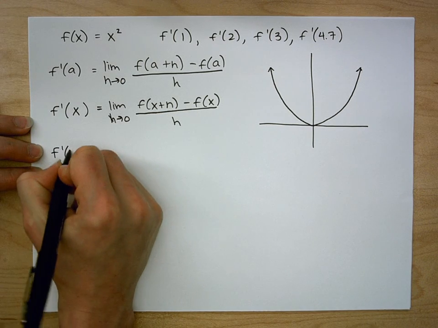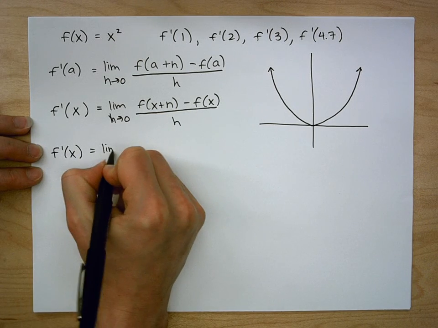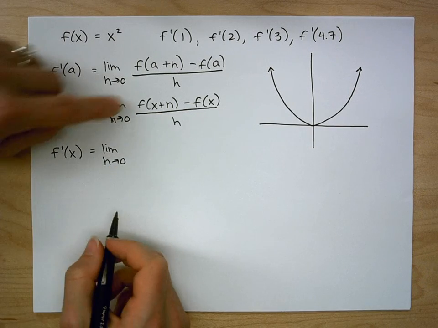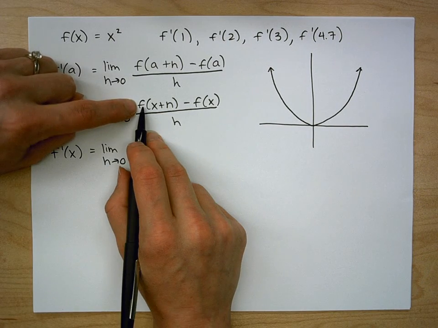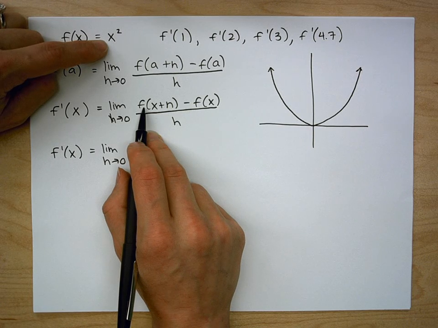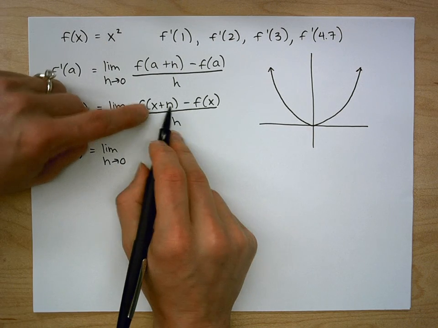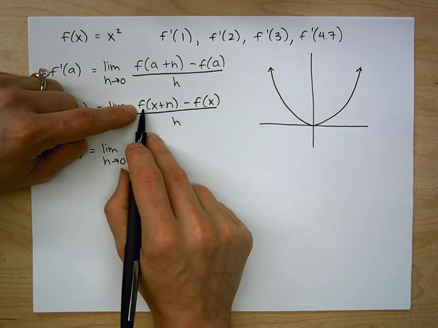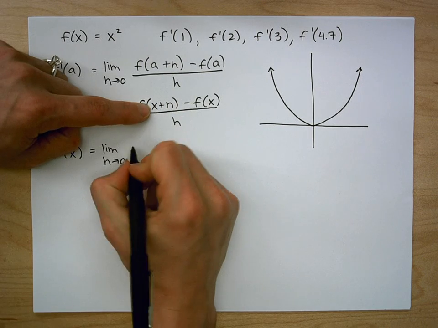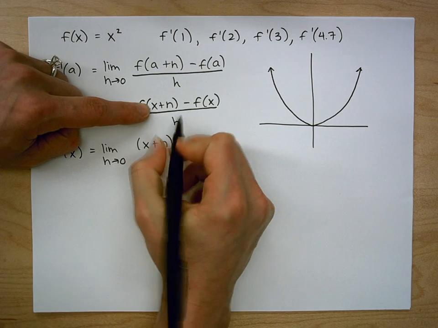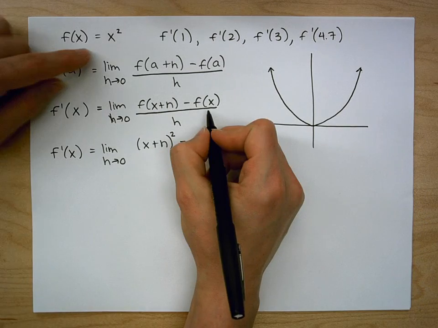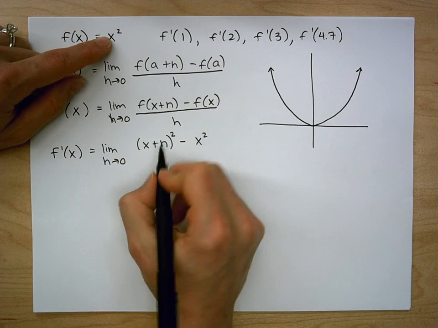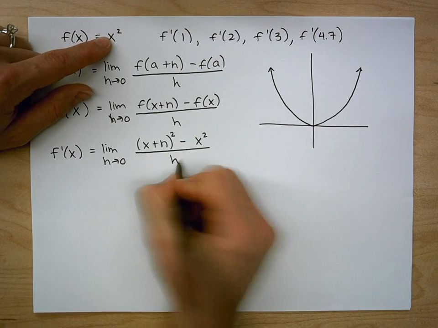So I'm looking for f prime of x. Again, I have the limit as h goes to 0. Now let's go ahead and plug in some values here. So my f function in this particular case is x squared. So if I look at f of x plus h, my f function is saying take whatever I put in, which is x plus h, and square it. That's my function. And then of course f of x would just be x squared, all over h.